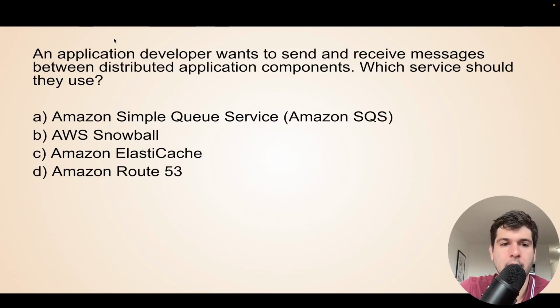Okay, next question. An application developer wants to send and receive messages between distributed application components. Which service should they use? So Route 53, ElastiCache, and Snowball are all unrelated to receiving messages. It's a DNS thing, caching thing, helps with transferring data stuff. So the correct answer is A, Amazon SQS, which is a message queuing service. So it would be able to receive messages between distributed application components.